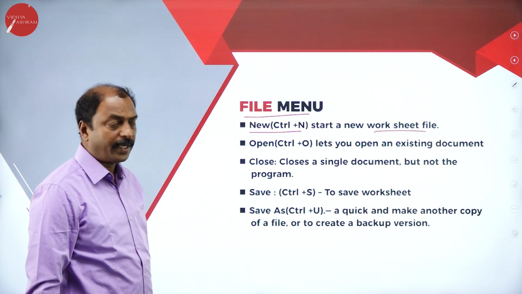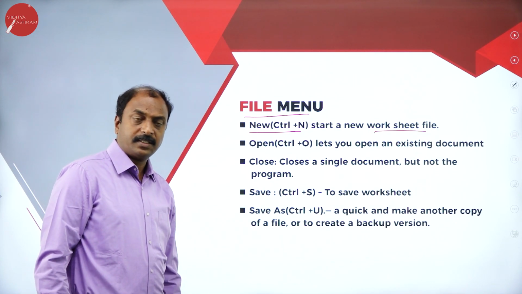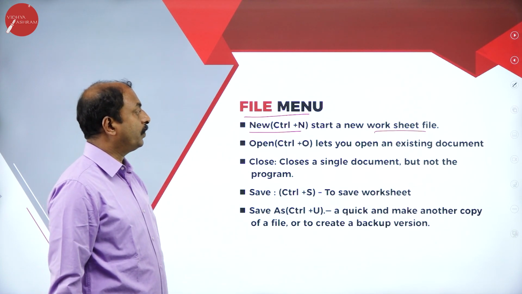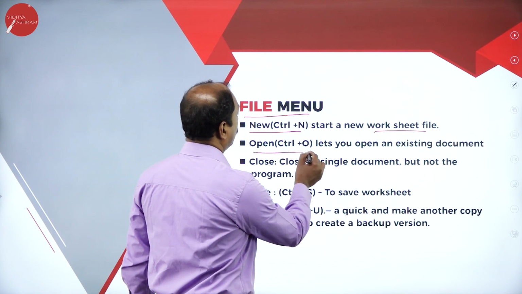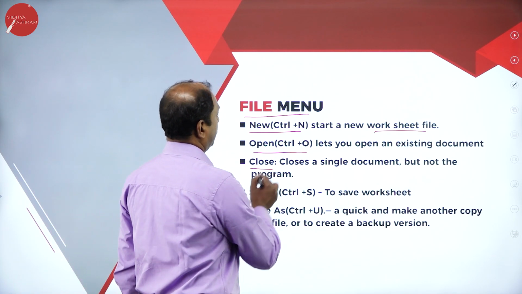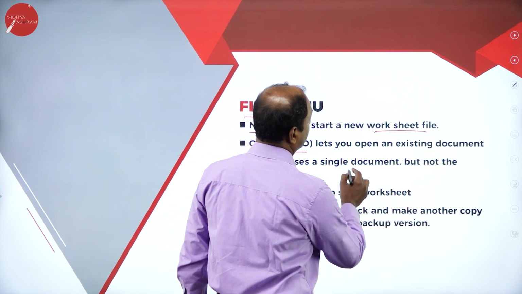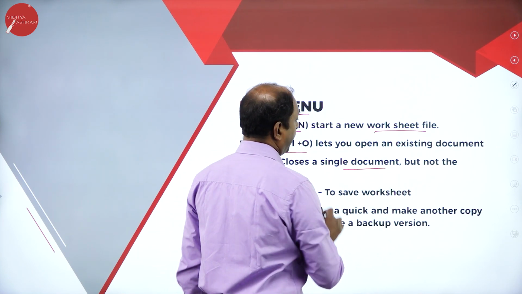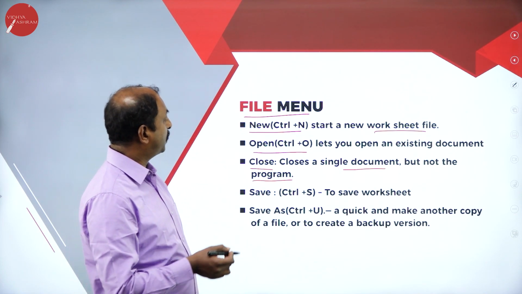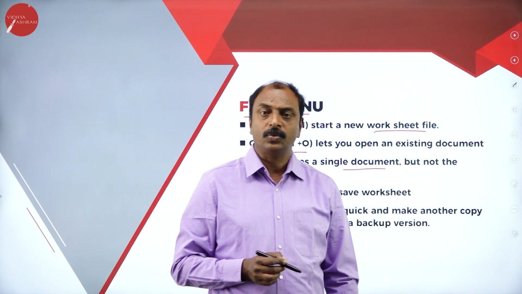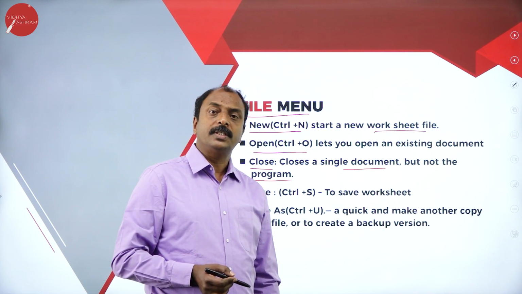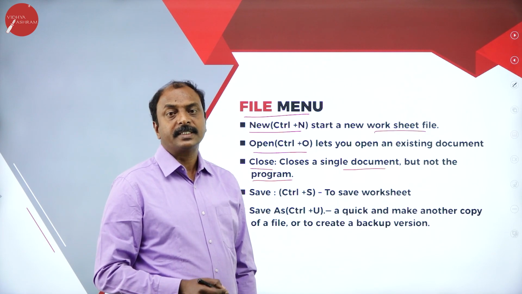To create a new worksheet file, first we have to select the file menu, and under that select the option New. It's going to create a new worksheet. And Open, Control plus O, is to open an existing worksheet. And this is the Close option. It closes a single document but not the program. We know that close and exit are two different options. If you select Close, it closes only one particular file. If you select Exit, it closes the entire MS Excel application.